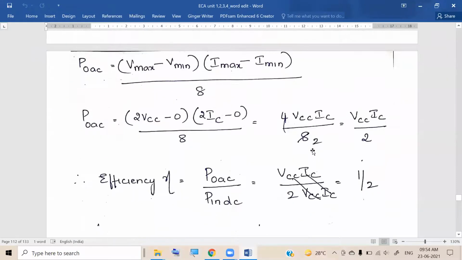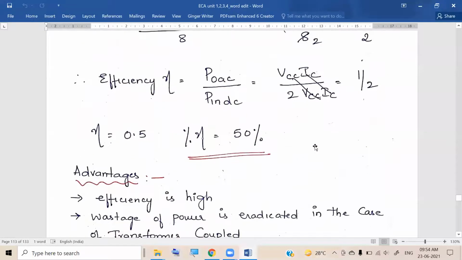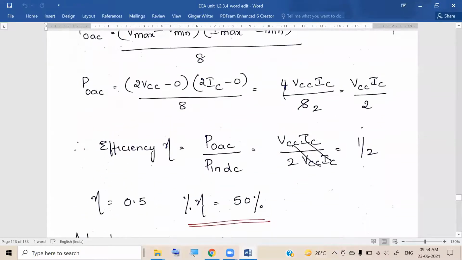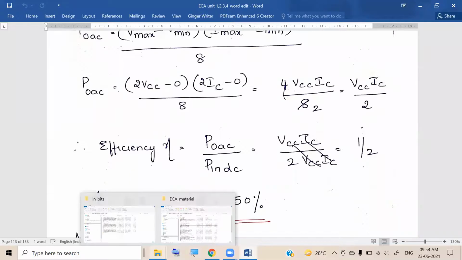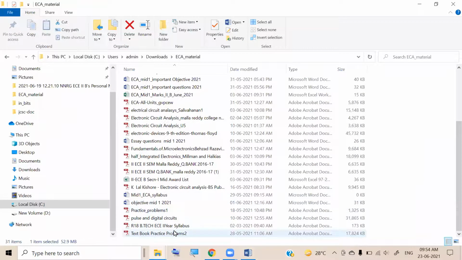So again, the same question I asked for the previous case: is this the minimum efficiency or maximum efficiency? This 50%, is it the minimum efficiency or maximum efficiency? Please answer.